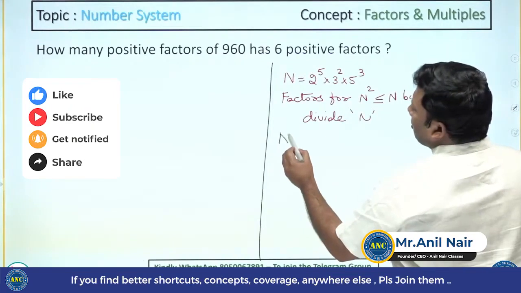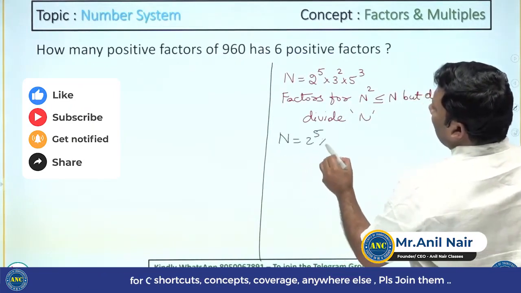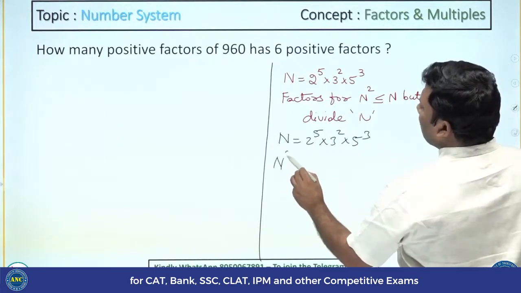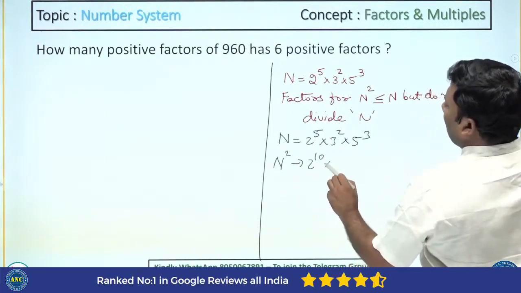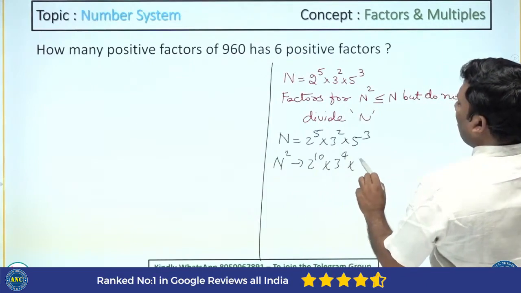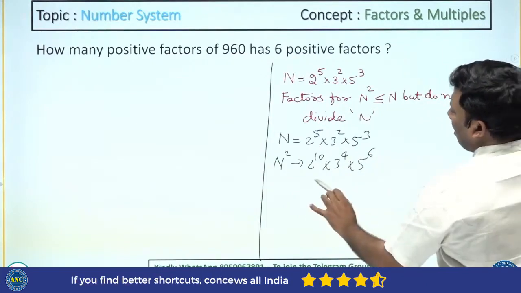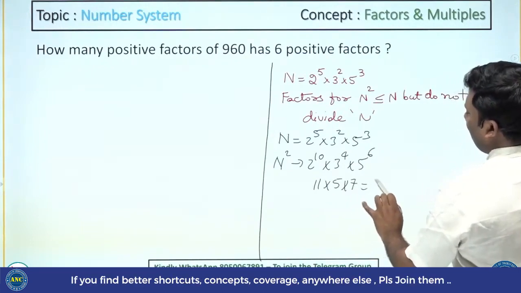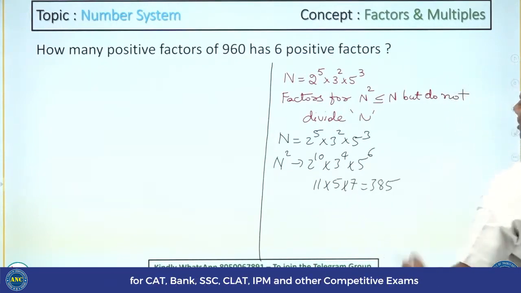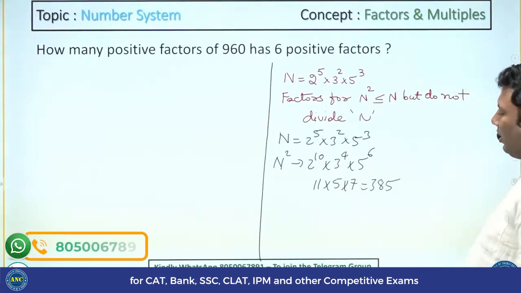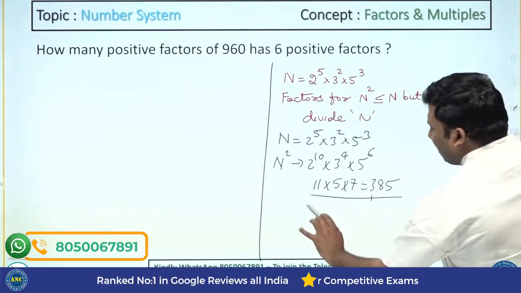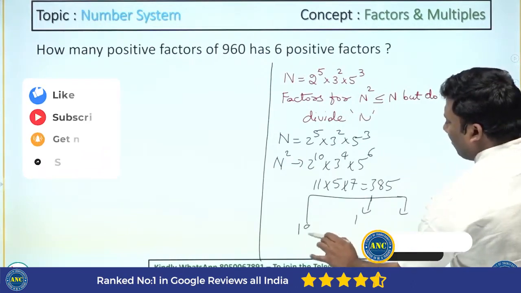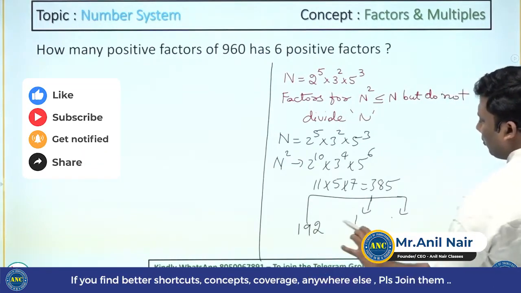So n is 2 power 5 into 3 square into 5 cube. N square will be 2 power 10 into 3 power 4 into 5 power 6. How many factors will be there? 11 into 5 into 7, which is 385. 385 factors are there. One factor is equivalent to n. Remaining will be 384.